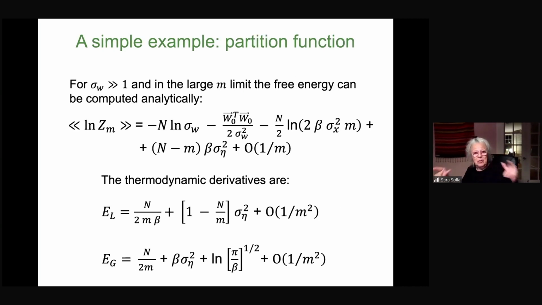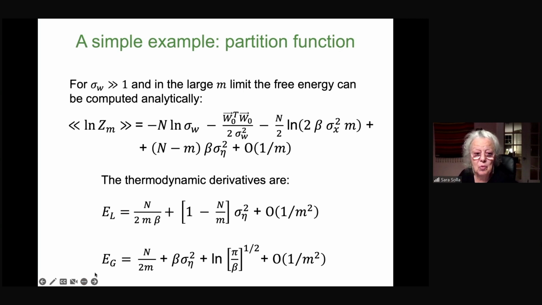Well, because I started with a very expressive ensemble, I can take the limit of large sigma_w and a limit of large m, and then I can actually compute the partition function analytically, and I can compute the free energy analytically in this example. And I can take the two thermodynamic derivatives that I told you about, and I can again compute them analytically to leading order 1 over m. There are corrections of order 1 over m squared, but I'm thinking of the large m limit.